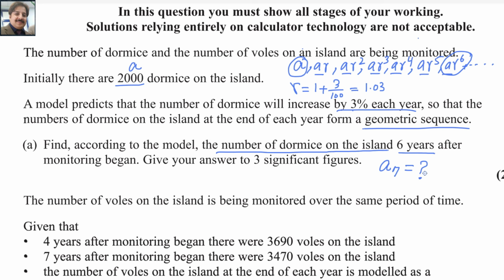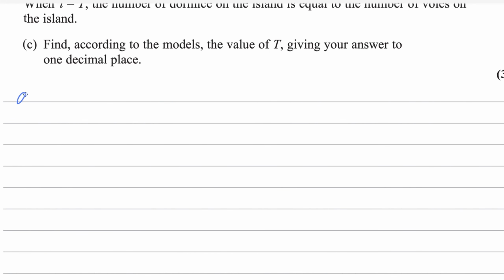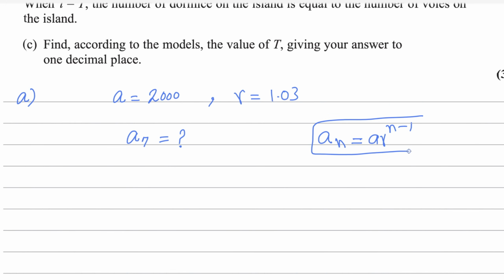Got it? So let me write this given data here in the first part. First value equals 2000 and R is given there, that is 1.03, and we need to find the 7th value, A7. Because there is a formula for finding the nth term of a geometric sequence, that is AR to the power n minus 1. You should memorize this formula as well. This is for a geometric sequence.